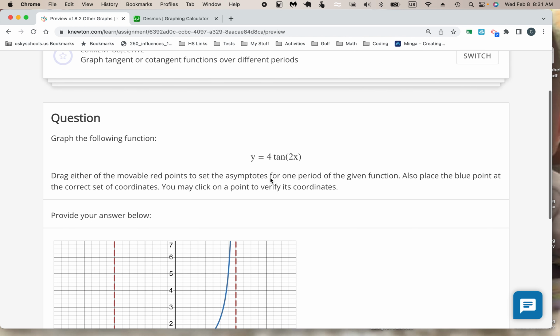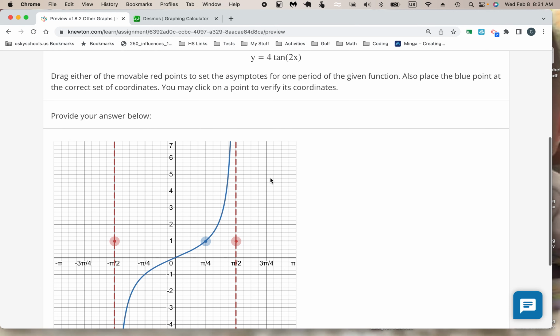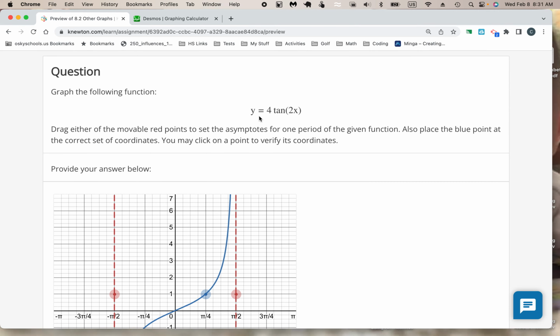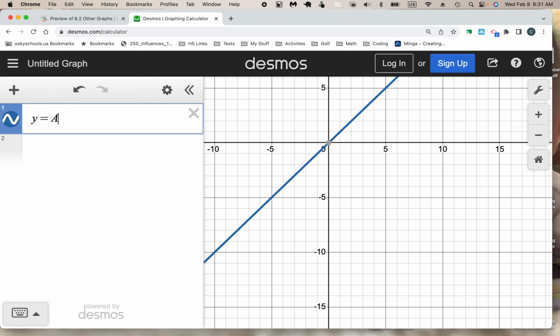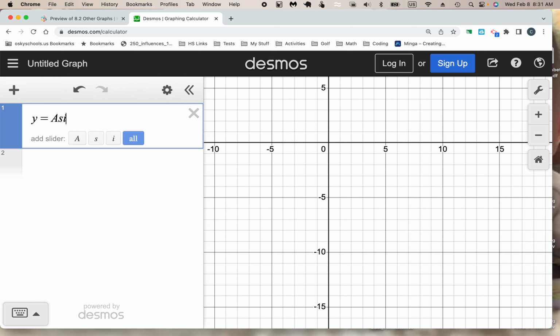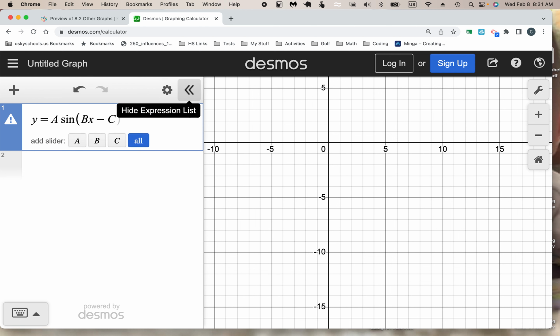Now, I'm going to pull up this formula. Actually, I'm just going to type it into Desmos. So y equals a, and then this would be sine bx minus c plus d. This was our equation for graphing that we had in the previous section.